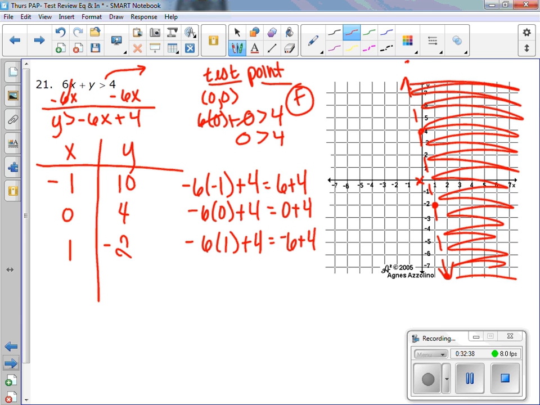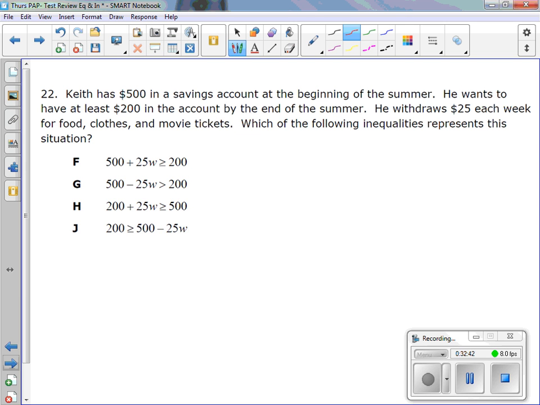So that's graphing inequalities with 2 variables. Now we're going to talk about some word problems with inequalities. This is exactly the same. It's just that at the end you're going to need to decide which side needs to be greater than, less than, equal to, etc. So when we look at this, it says Keith has $500 in his savings account at the beginning of the summer. He wants to have at least $200 in the account by the end of summer.